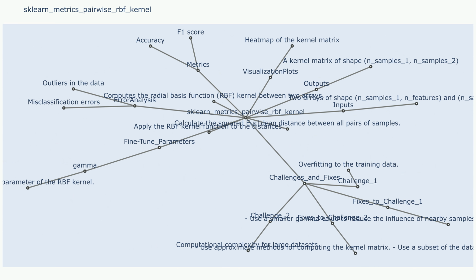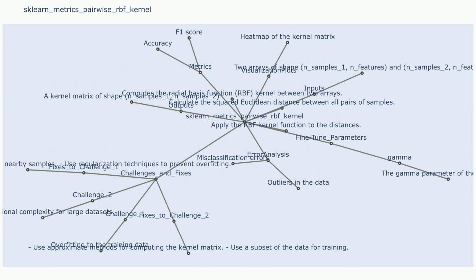Challenge 2: the RBF kernel can be computationally expensive for large datasets. Sample use case that resulted in challenge 2: calculating the pairwise distances between all pairs of points in a large dataset can be time-consuming. Fixes to challenge 2: consider using approximate nearest neighbor search methods to reduce the computational cost of distance calculations. You can also use a smaller subset of data points for training and then apply the learned model to the full dataset.